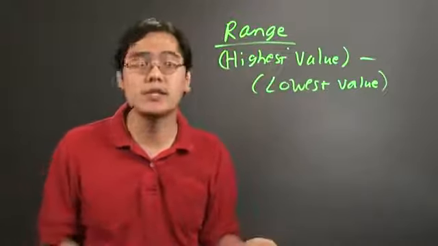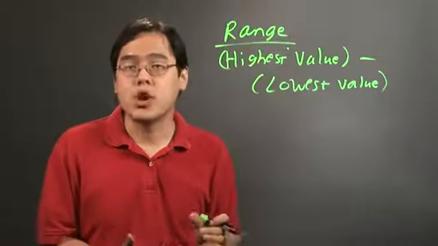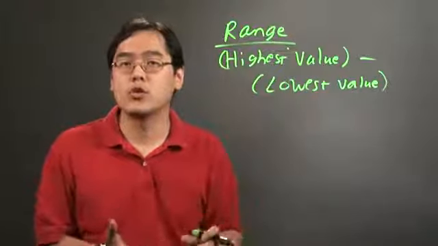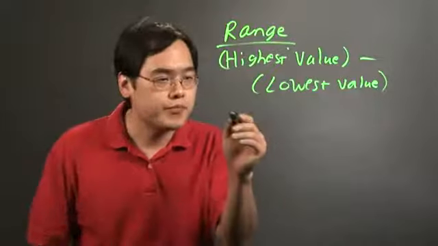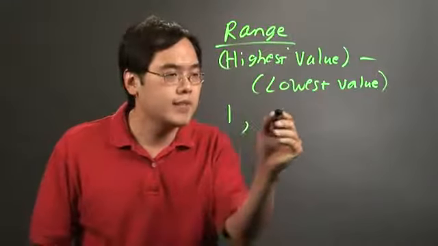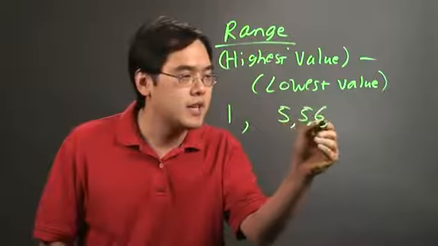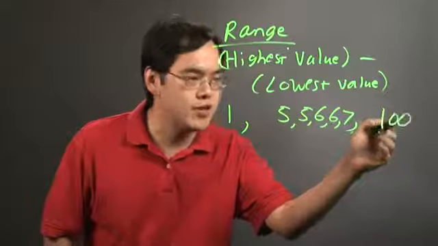Now, in terms of weakness, depending on what your data values are, the range may not give you a true idea as to how spread out or close the data is. So here's an illustration. Suppose you have 1, 5, 5, 6, 6, 7, and then let's just say 100.